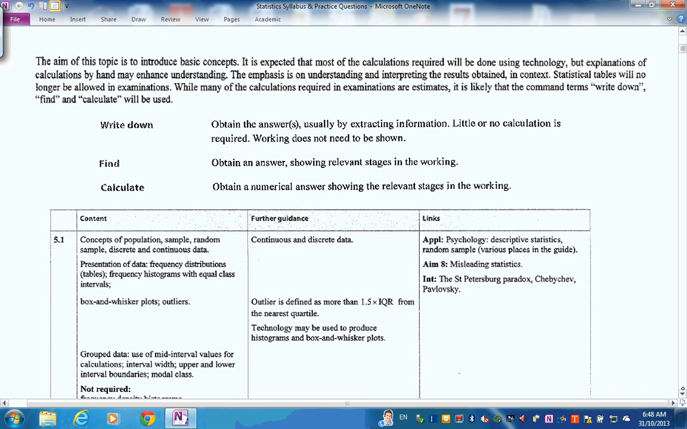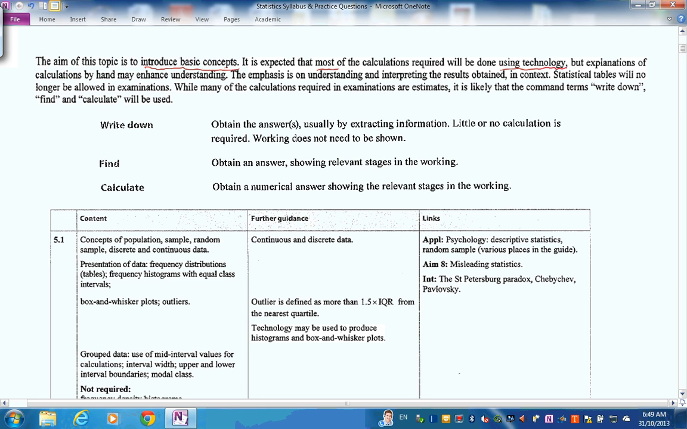Okay, so this is the IB standard level new syllabus, first examined in 2014, and this is from the statistics and probability section, and I've split that into two. We've only done the statistics part of it. So here we are, let's have a look. We're introducing basic concepts. Yep. And most of the calculations, most of them, will be done using technology.